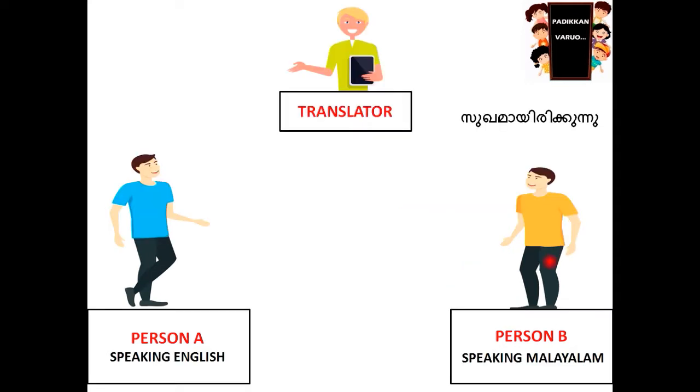Next we can see another example related to communication with the help of language. This slide is slightly different from the slide that we have already discussed. Here you can see person A speaking in English and person B speaking in Malayalam. So these two persons are from different domains. How will they communicate? How can we make their communication simple and meaningful?